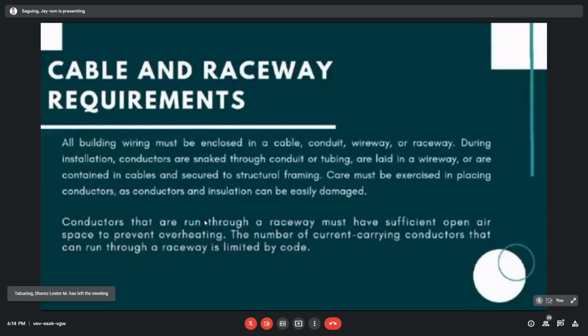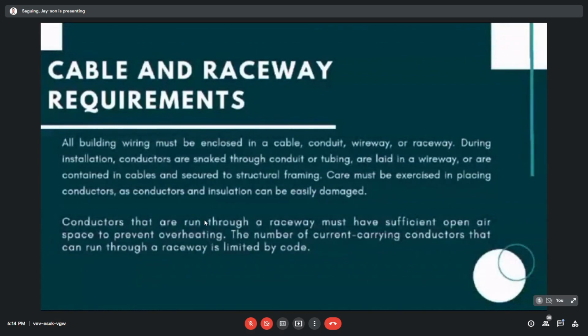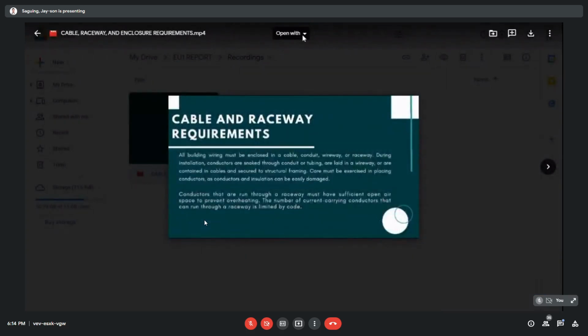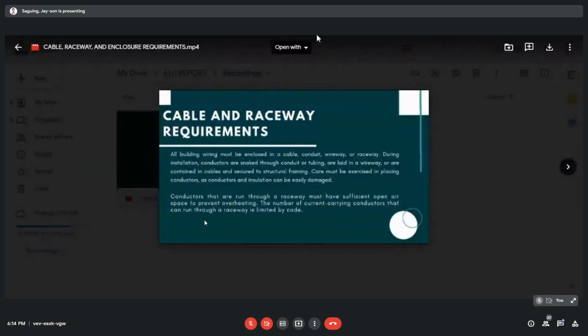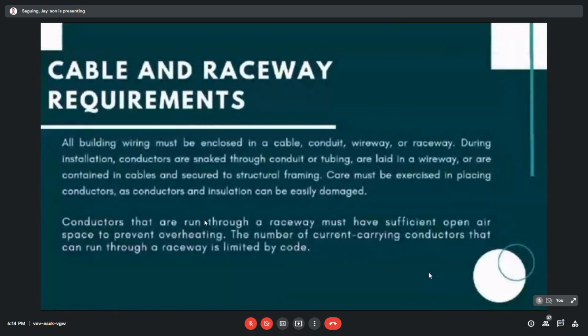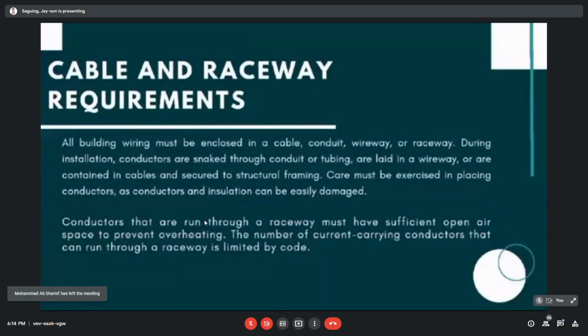Conductors that are run through a raceway must have sufficient open air space to prevent overheating. The number of current carrying conductors that can run through a raceway is limited by code. So, a current carrying conductor found in a raceway is any ungrounded conductor or grounded conductor. So, equipment grounding conductors, like bare or green colored ones, or shared neutral conductors are not current carrying and they are not counted.